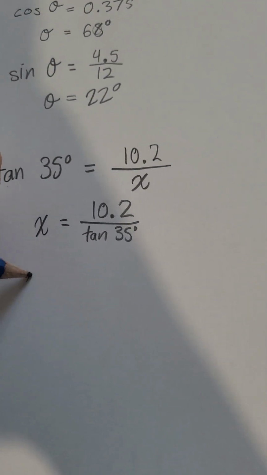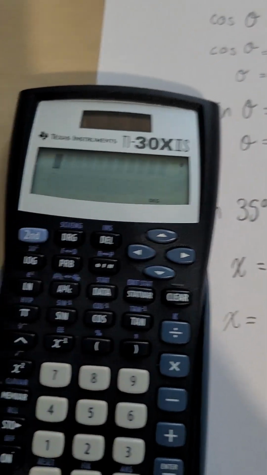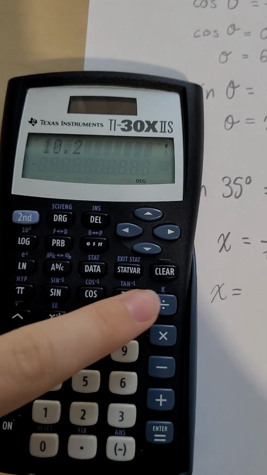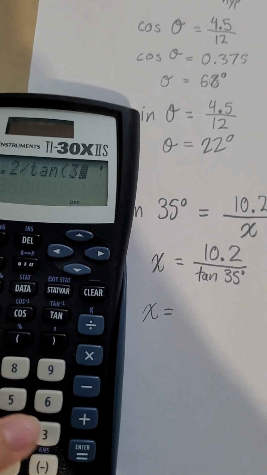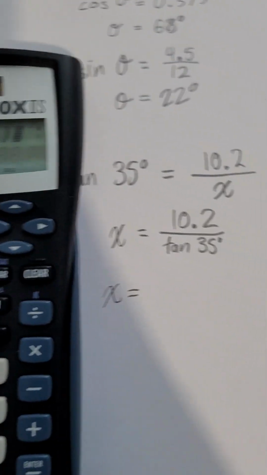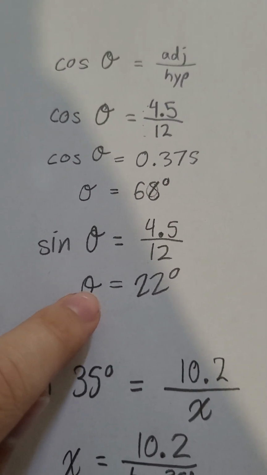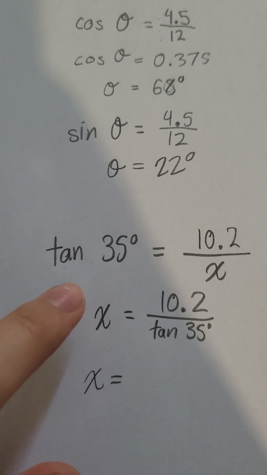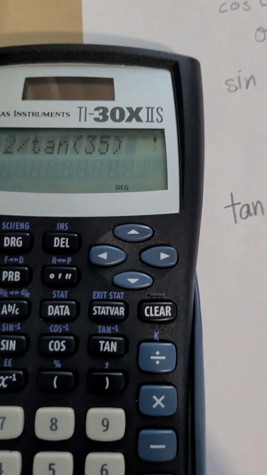And so now all we got to do is go into our calculator and press clear from the last problem, and then we go 10.2, and then we divide by the tan of 35. And we don't need the inverse tan for this because we're not isolating x. You see, over here we were isolating theta on its own because sine was happening to the theta. But now, nothing is happening to this x, it's completely on its own, so we don't need any inverse tan.